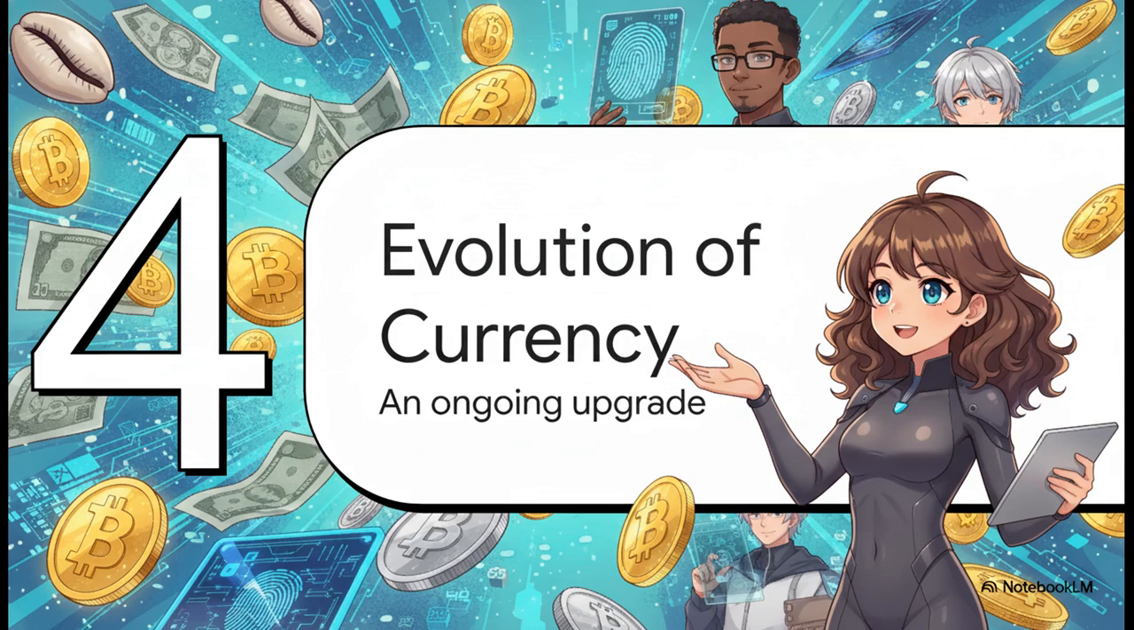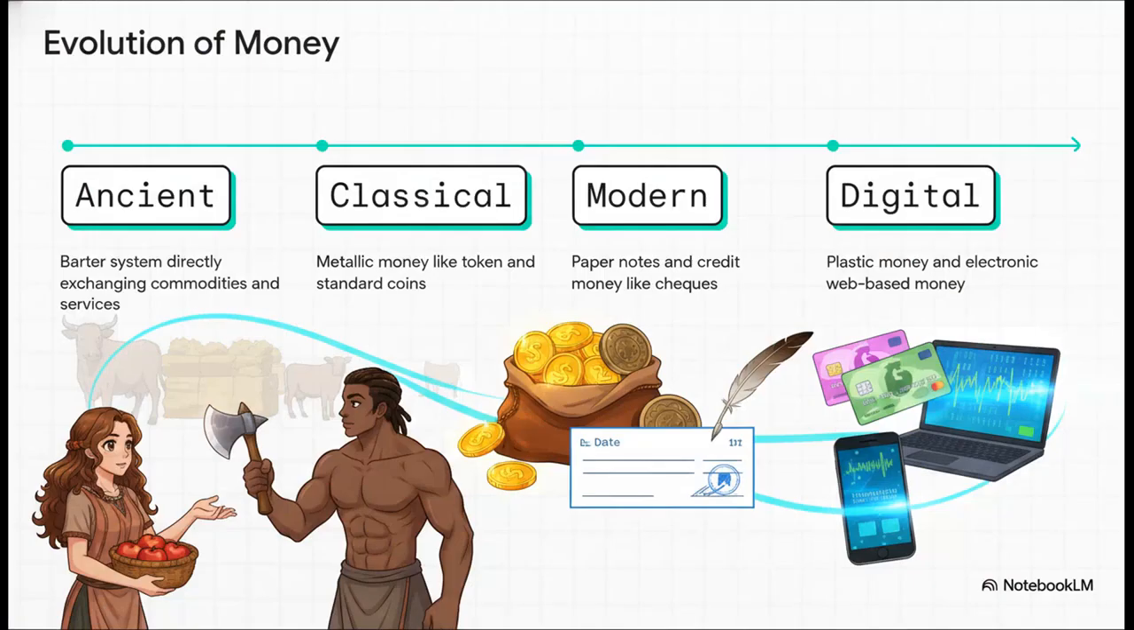Section 4, the evolution of currency, which is basically an ongoing upgrade to reduce friction. Historically, we upgraded from the barter system to metallic money, so coins. But carrying around huge bags of heavy metal was risky and honestly pretty annoying, so we abstracted it a step further into paper money, like banknotes, and credit money, like checks. And today, we've abstracted it even further into the digital era, with plastic money, debit and credit cards, and e-money. The trajectory is always moving toward making transactions faster, lighter, and just generally easier.